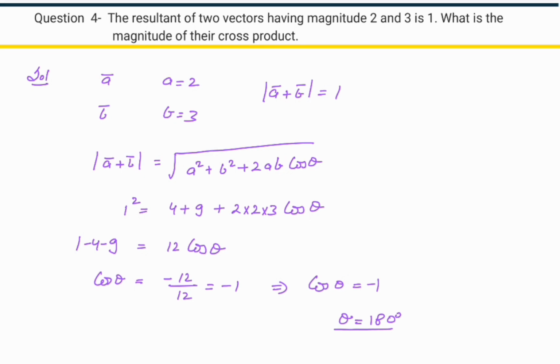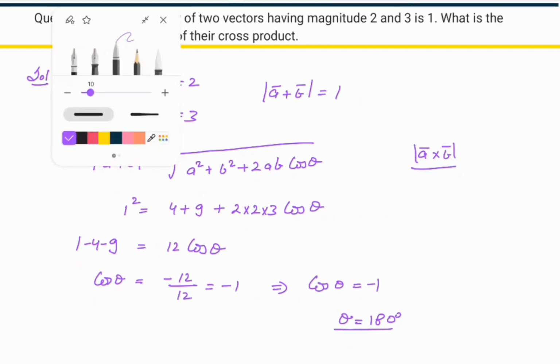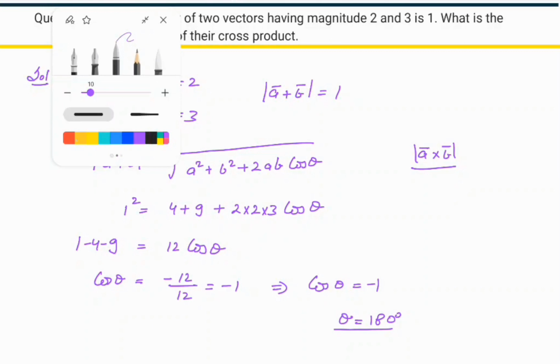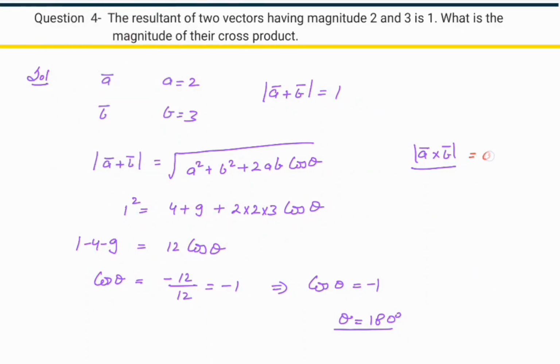Okay, now what is asked? What is the magnitude of their cross product? How to find the magnitude of their cross product? We know the formula, which will be equal to AB sine theta. It means A is 2, B is 3, and sine of 180 degrees.